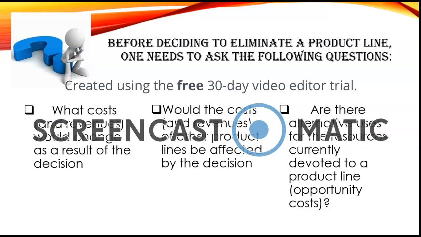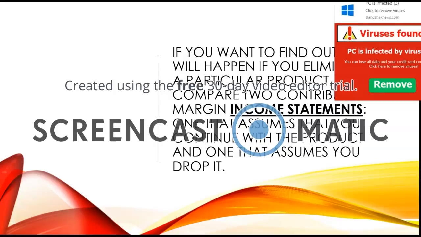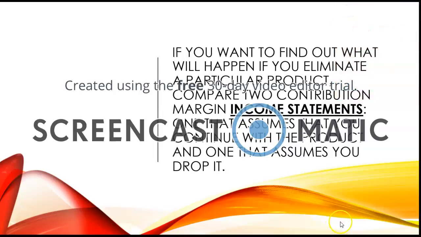Before deciding to eliminate a product line, one needs to ask the following questions. What costs and revenues would change as a result of the decision? Would the costs and revenues of other product lines be affected by the decision? Are there alternative uses for the resources currently devoted to the product line, that is, opportunity costs? If you want to find out what will happen if you eliminate a particular product, compare two contribution margin income statements, one that assumes that you continue with the product and one that assumes you drop it.